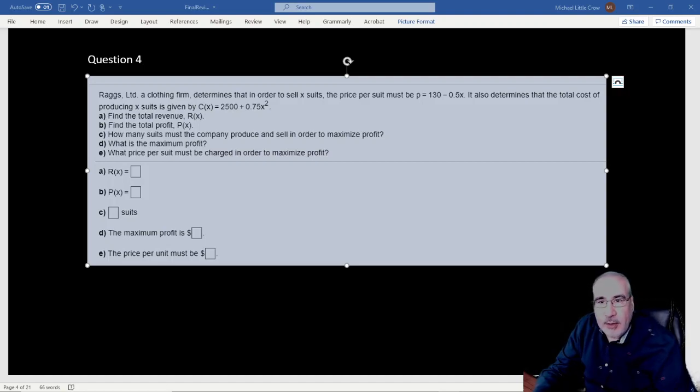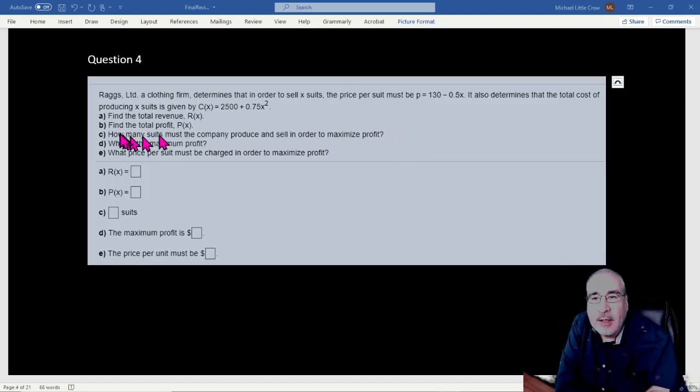Here's number 4. A lot of steps here, but we'll get through all of this. A through E, multiple parts. We've got to be careful in the early parts because getting an error early on will cause us problems later on. Okay, so here we go.